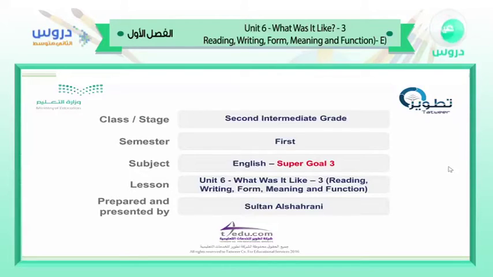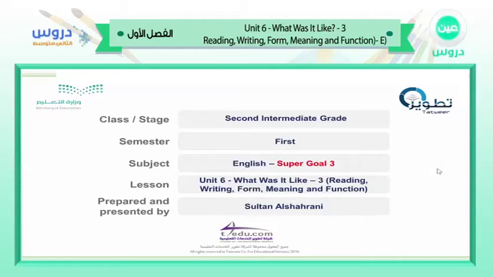Assalamu alaikum. Welcome everyone to our lesson for today for the second intermediate grade for the first semester of this year. Our subject, as you know, is the English language from the book Super Goal 3. Our lesson for today is Unit 6, What Was It Like? Number 3, this is the third part, Reading, Writing, Form, Meaning and Function. This whole presentation is prepared and it will be presented to you by Sultan Shahrani.